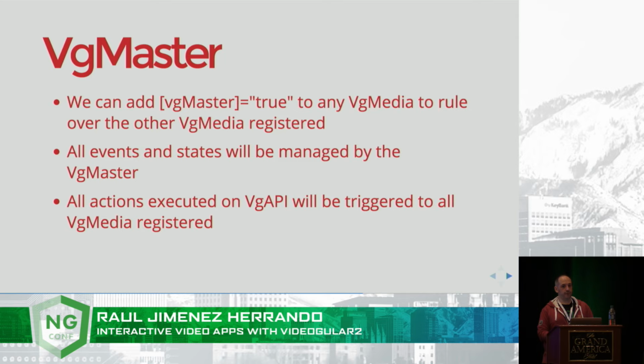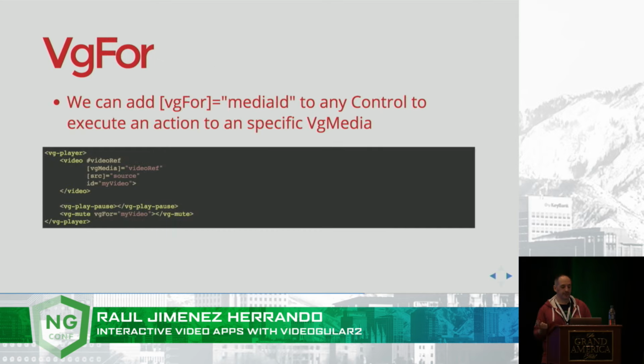But if we want to play just one element, we can use VGFor. And that's why we need the ID on the elements, because this is similar to the API that we have on forms. If you remember on forms, you have the label, and you say this label is for this ID input. So we have something similar here. We have a control for this ID of a media element. And this basically allows us, for example, we have this player, and we can mute a player. We can set the volume only for this video. So if we have several videos, we can just stop one video and not the other, and so on.